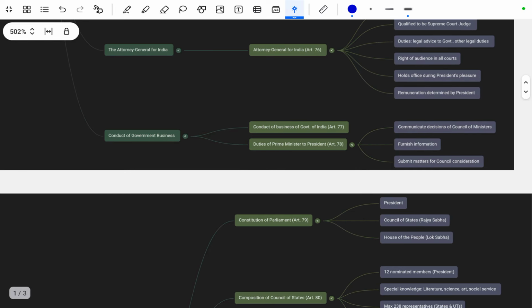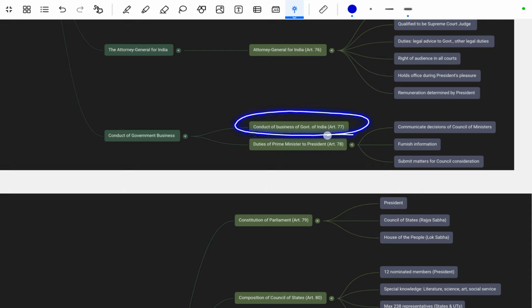Next we are doing the conduct of government business. It is mentioned in Article 77 and 78. Article 77 is the conduct of business of the government, and Article 78 is the duties of the Prime Minister to the President. These duties are quite important, you have to remember these.